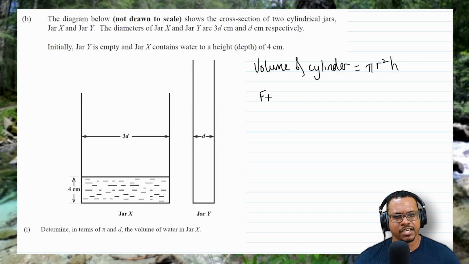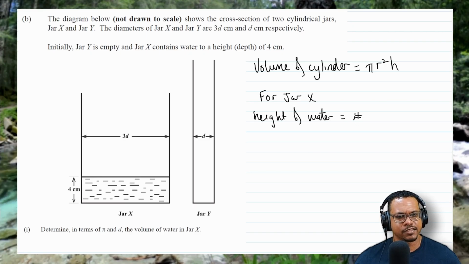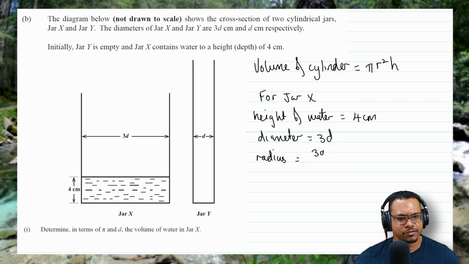So we're going to have for jar X, we're going to add the height of water is equal to 4 centimeters. We're going to have the diameter is equal to 3D. Therefore, the radius is equal to half of that, which is 3D over 2. All right, centimeters. Centimeters here.